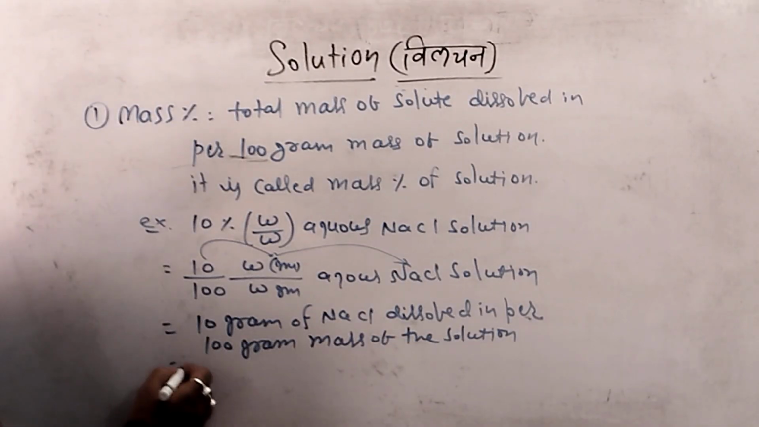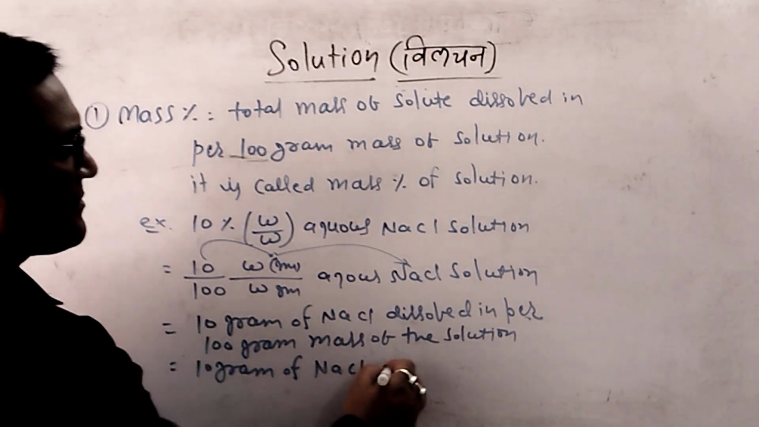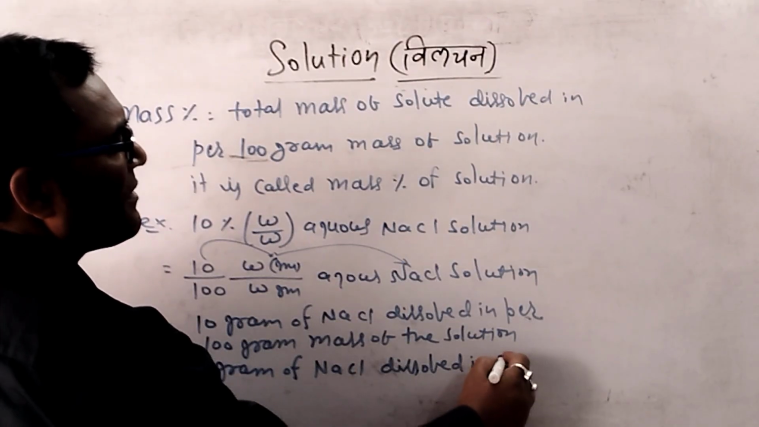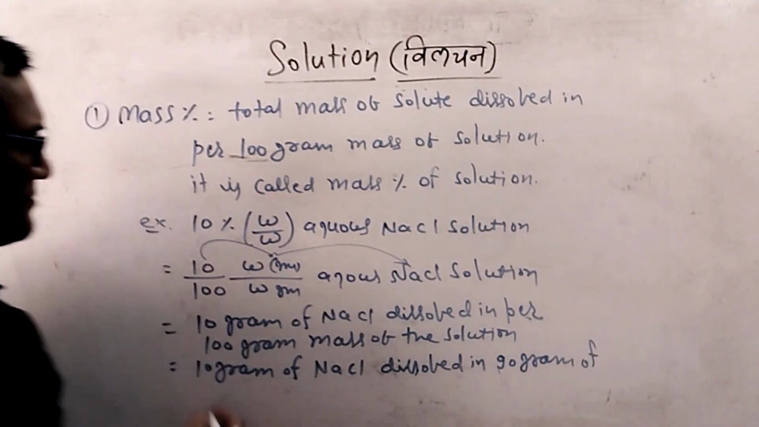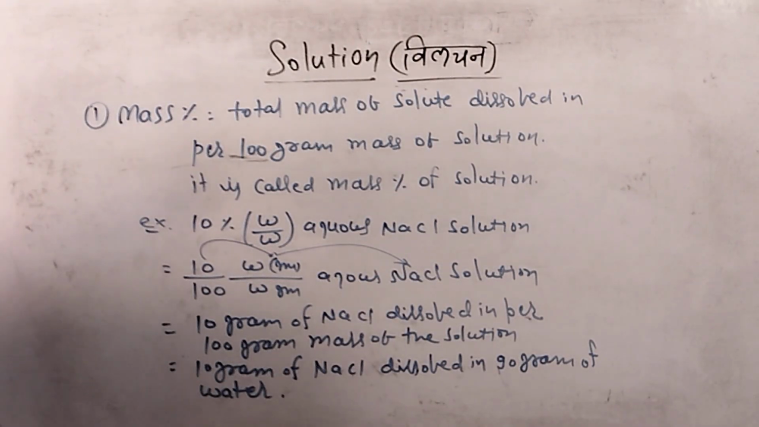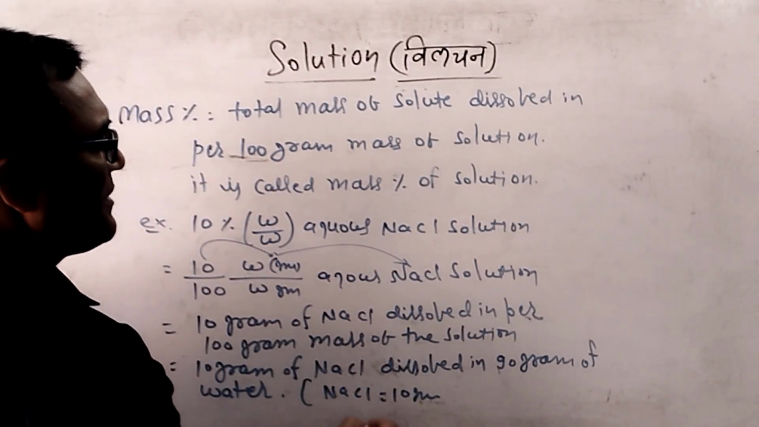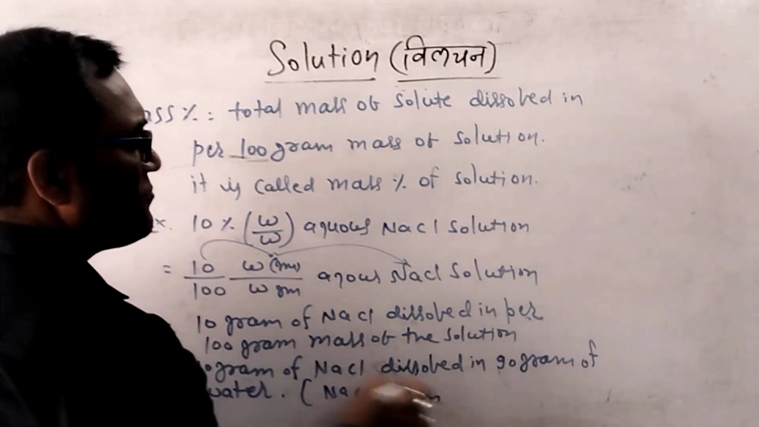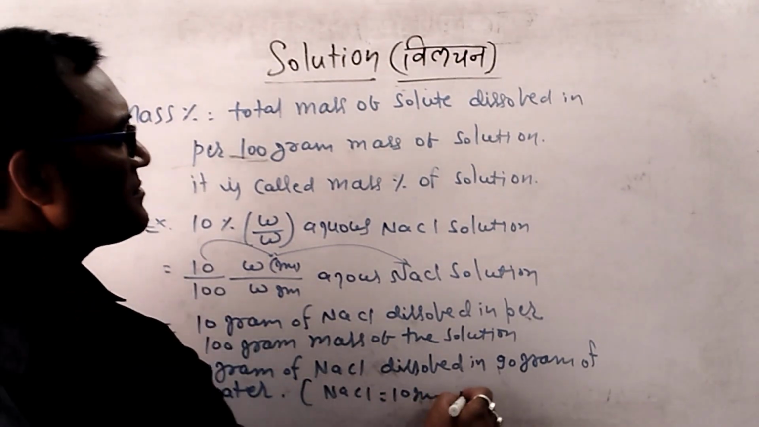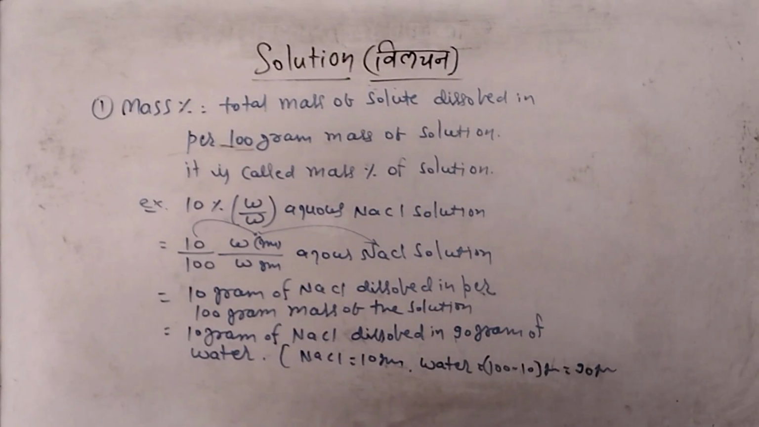Or in another way we can understand: 10 gram of NaCl dissolved in 90 gram of water. Okay, because here NaCl is 10 gram and the solution is 100 gram. This solution is formed by mixing NaCl and water. Here water is the solvent, so the mass of water is 100 minus 10 gram.